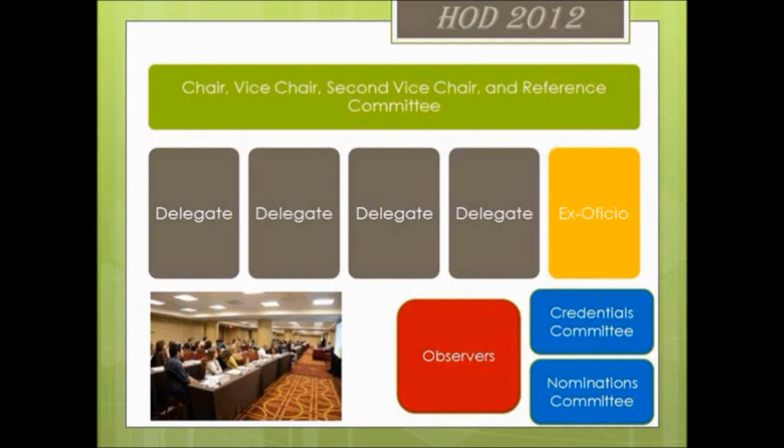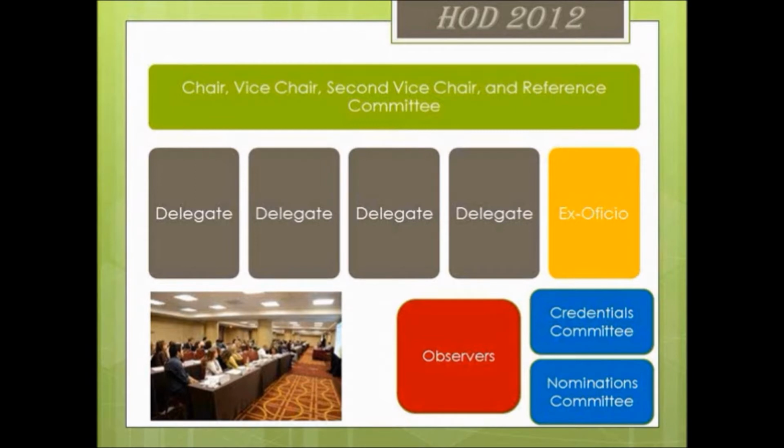The chair is the person tasked with conducting the HOD and facilitating all of the proceedings. The chair is usually called upon to be a non-participant, but occasionally exercises the right to vote. The vice chair also serves the assembly in various ways in addition to the chair and may replace the chair at necessary times to conduct business. The second vice chair is very similar to the vice chair with its roles and responsibilities.